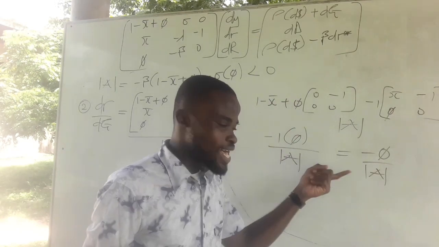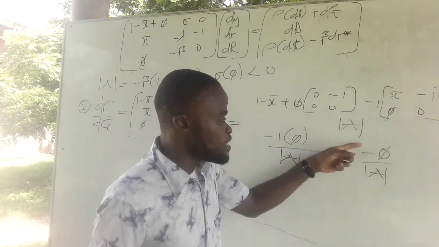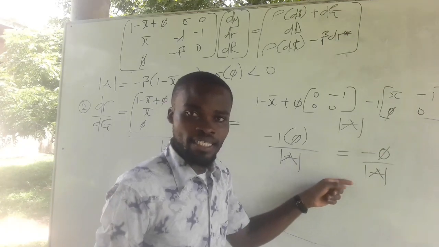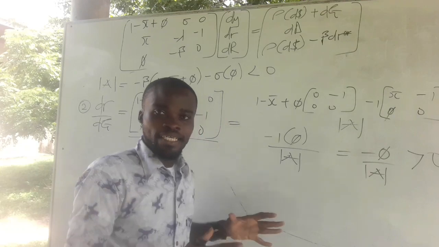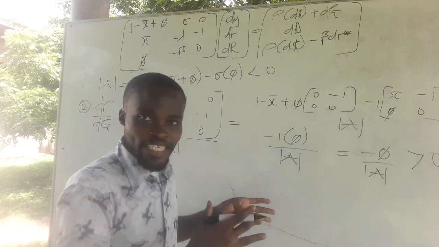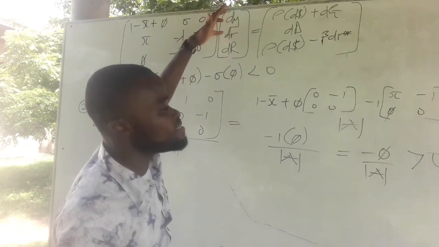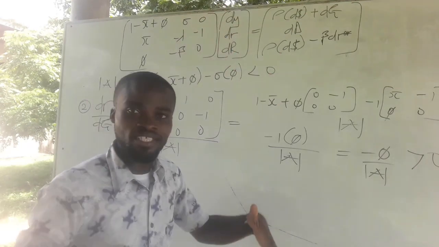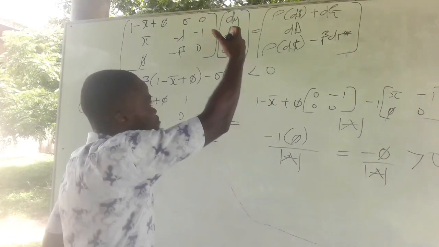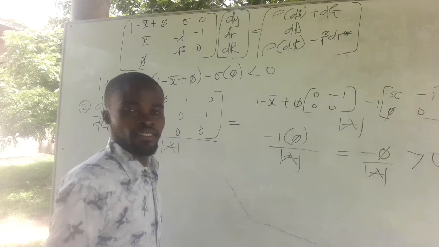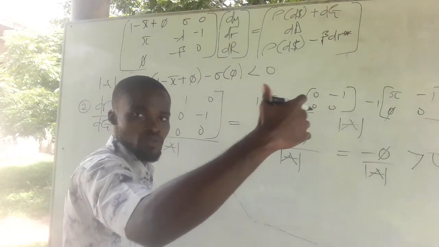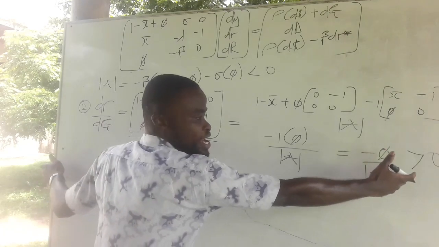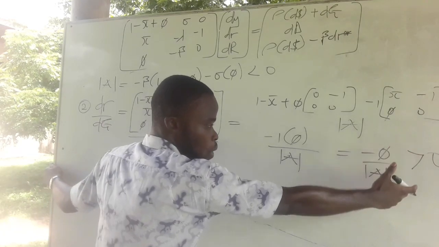Now we know that our determinant was negative, so numerator being negative, denominator being negative will give us a positive figure. So we can also conclude that fiscal policy is also effective in changing interest rate. That means a change in fiscal policy will affect interest rate positively. Depending on the change, when it increases, interest rate will increase. When it decreases, interest rate will decrease. That is what our new determinant we got means.